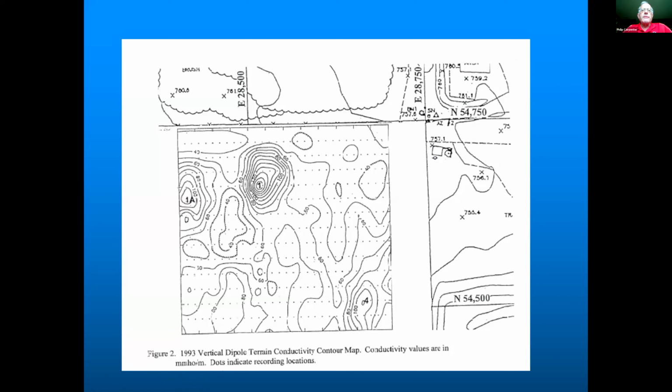So here's the Argonne landfill, the Area 800 landfill. I was going to add another picture to this, and I couldn't find it. But the French drain is right here. So these are terrain conductivity, called terrain conductivity. This is in millisiemens per meter. And it's pretty obvious where the drain is.